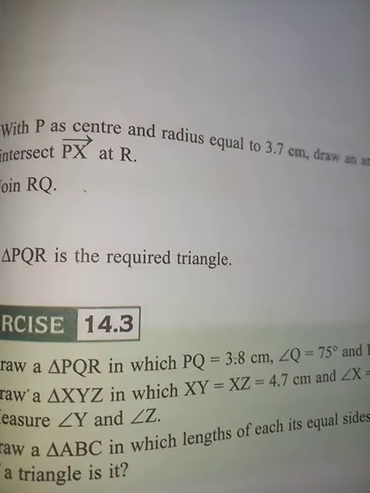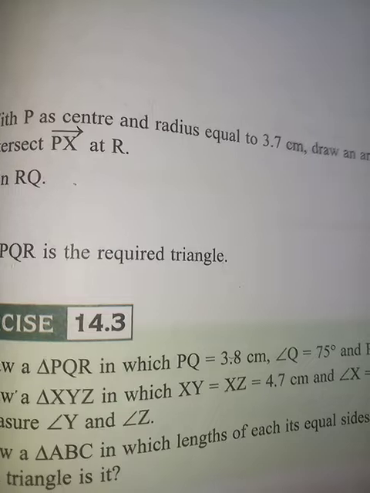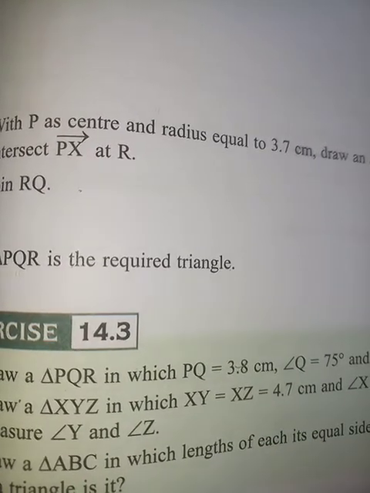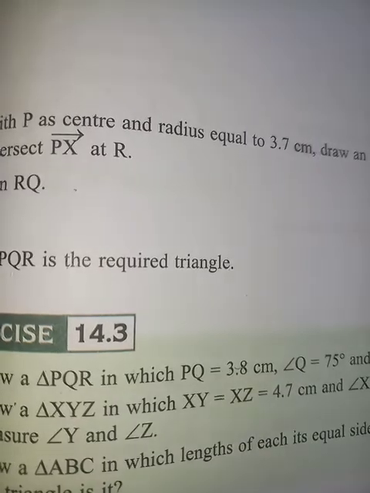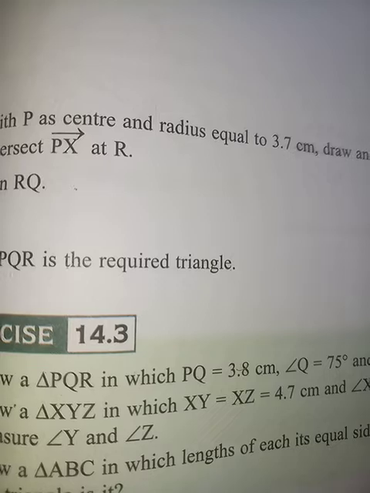So today beta we will start the next exercise 14.3. Okay, so let's start it. In this exercise beta we will again learn about the construction of triangles. Now how is it different from the previous exercise? In that previous exercise 14.2, all the three sides, the length of the sides were given.